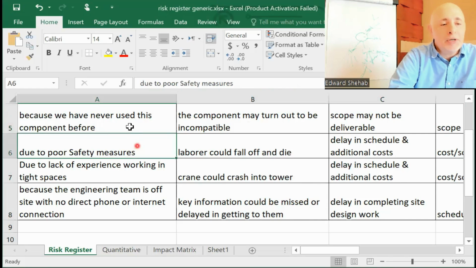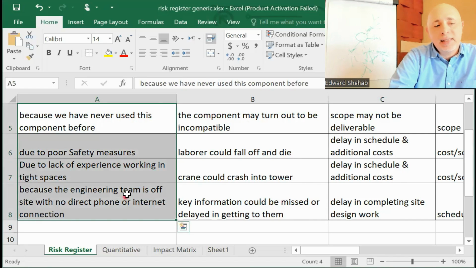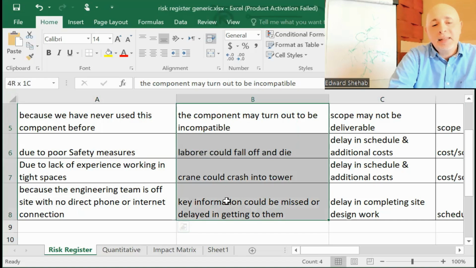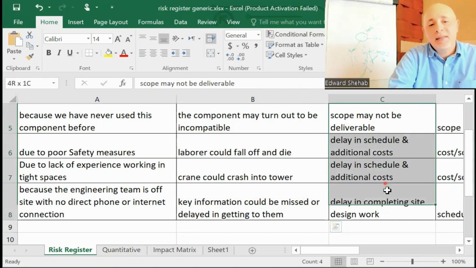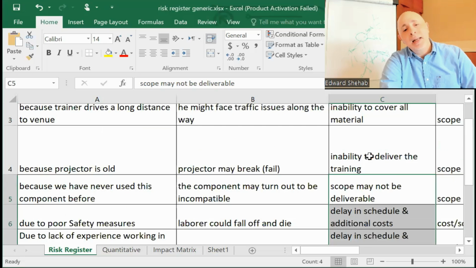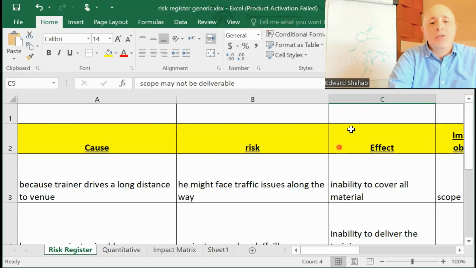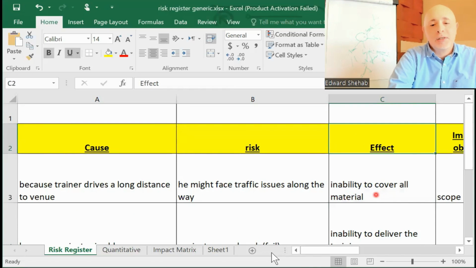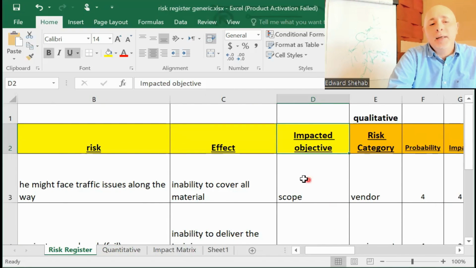Due to poor safety measures, all the things that you see in the cause section are facts of your environment. They're not uncertain. What is uncertain is whether these things would happen, and if they do happen, these effects will be felt. All right, so this is how you list your risks on your risk register, and then you could also add which area will be impacted, which objective will be impacted. Remember, I said if you do not have objectives, you do not have risks.